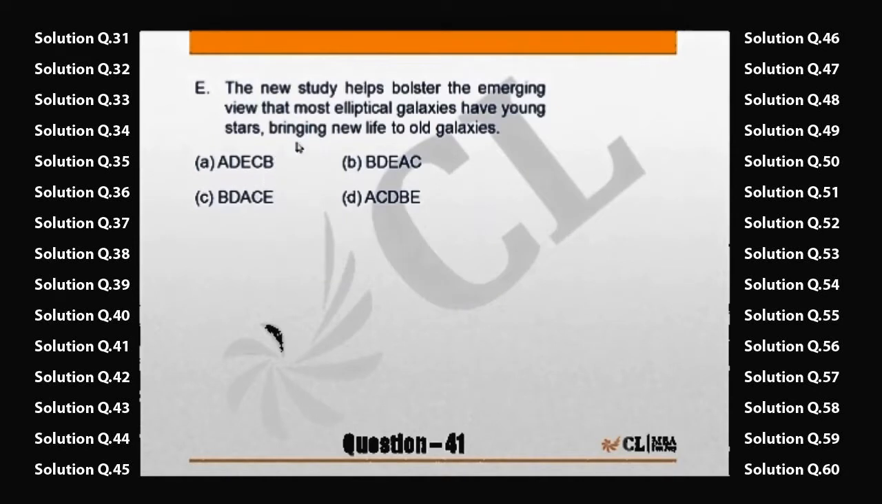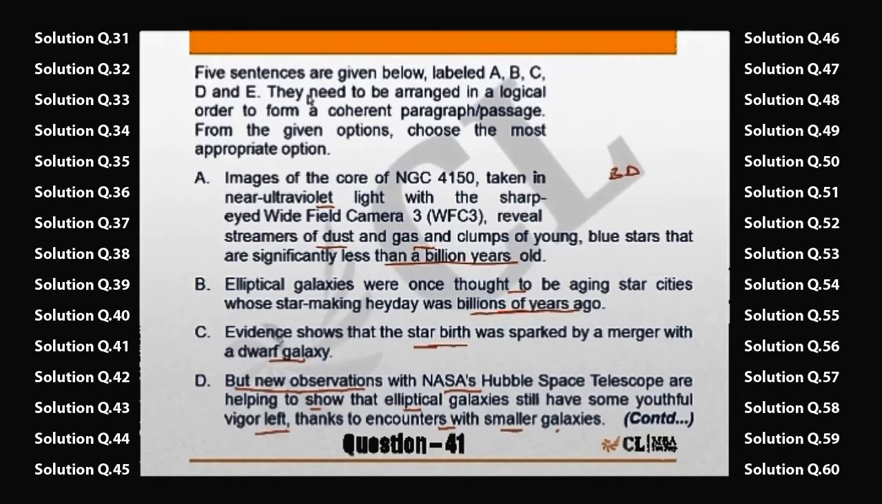E. The new study helps bolster the emerging view that most elliptical galaxies have young stars, bringing new life to old galaxies. Okay, it's talking about some new study. Let's have a look at which new study that is. The new study could be based on evidence shows star birth sparked by a dwarf galaxy. The new study could be here.